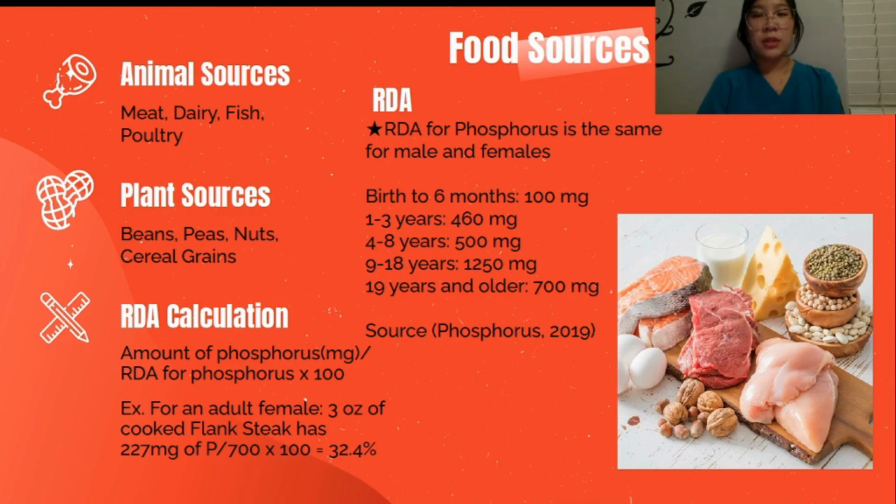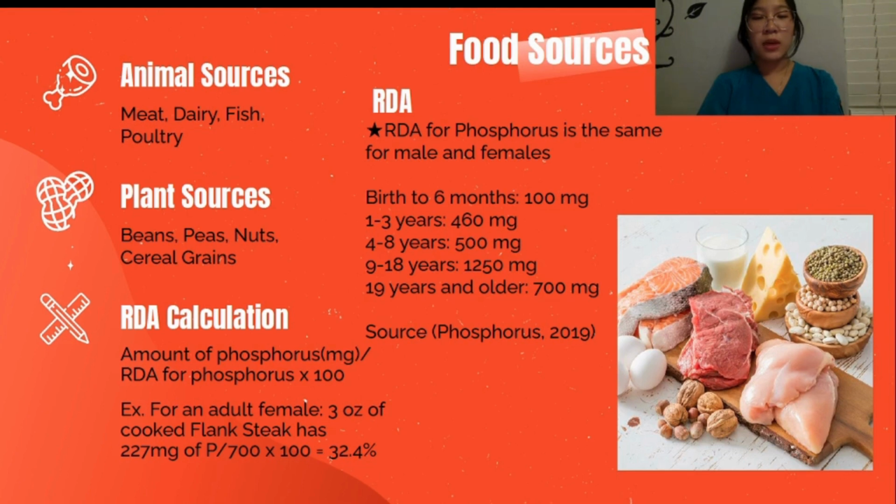However, Americans on average consume 1,000 milligrams of phosphorus daily. An example for the RDA calculation is an adult female eating 3 ounces of cooked flank steak, which has 227 milligrams of phosphorus. You would divide that by 700 and multiply that by 100 to get 32.4%.